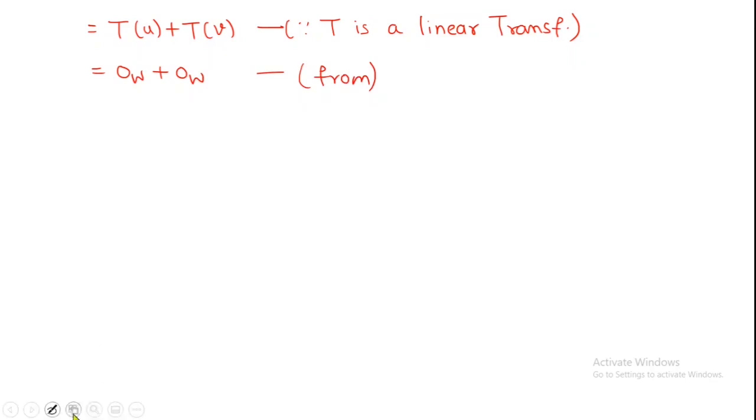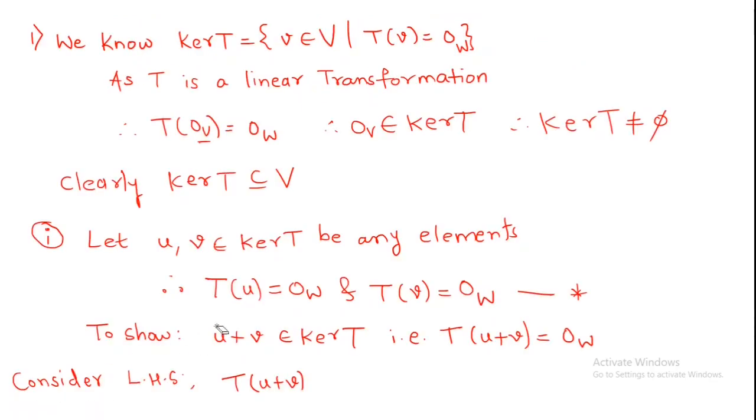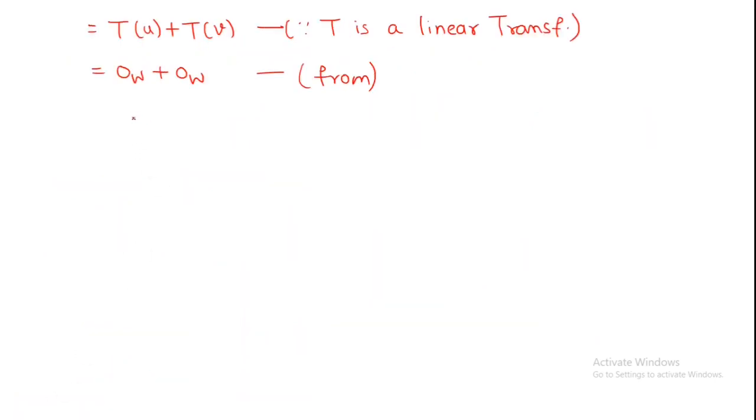From star we are saying that T of u is 0 and T of v is 0. So that fact we have used, but you already know this is nothing but 0 itself. So that is our RHS. Therefore u plus v belongs to kernel of T.